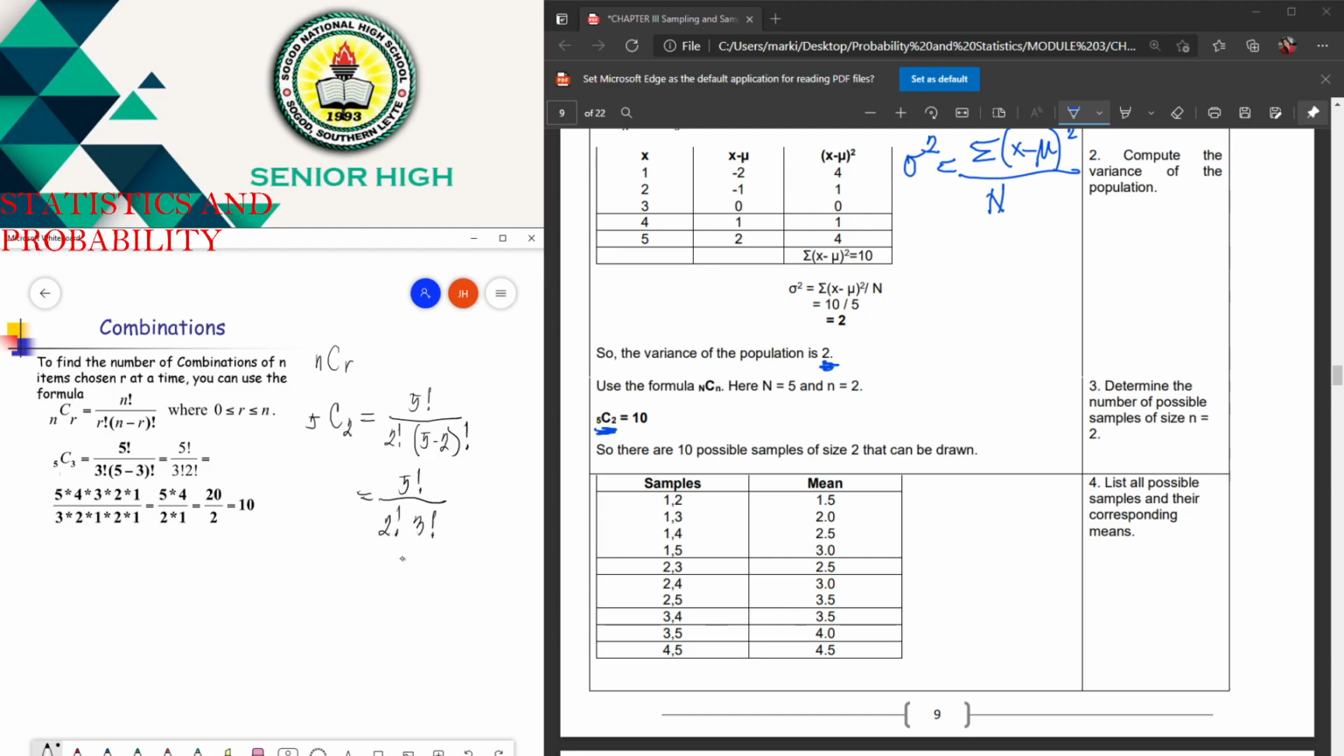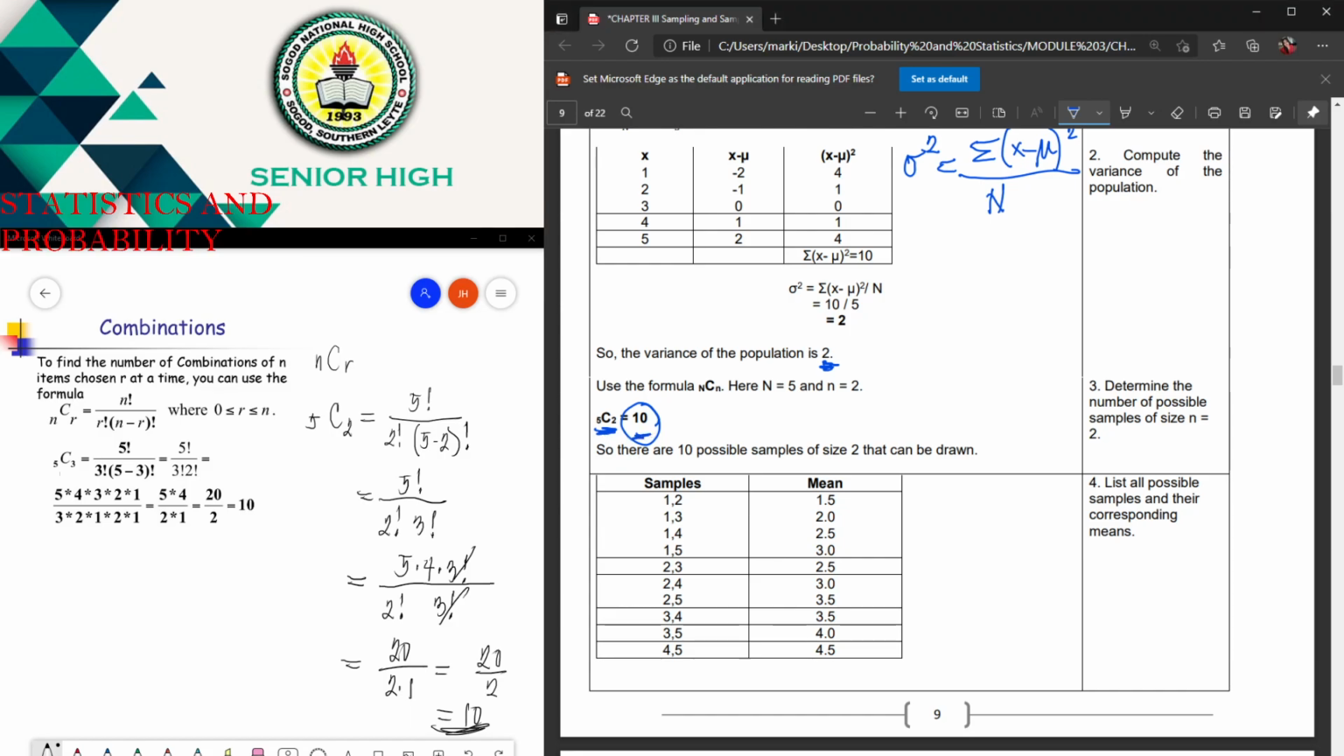Next is 5 times 4 times 3 factorial over 2 factorial times 3 factorial. You can just cancel these because they are the same, right? So 5 times 4, 20, over 2 times 1, that is 20 over 2, which is equal to 10. That's why we have here 10. So this is the solution.